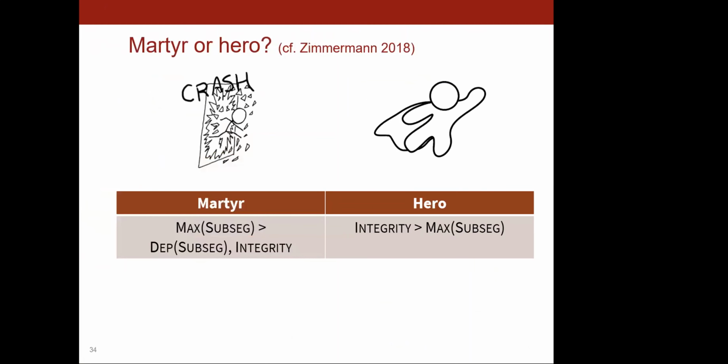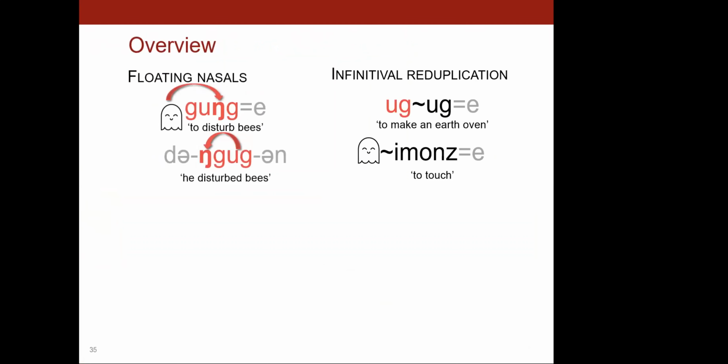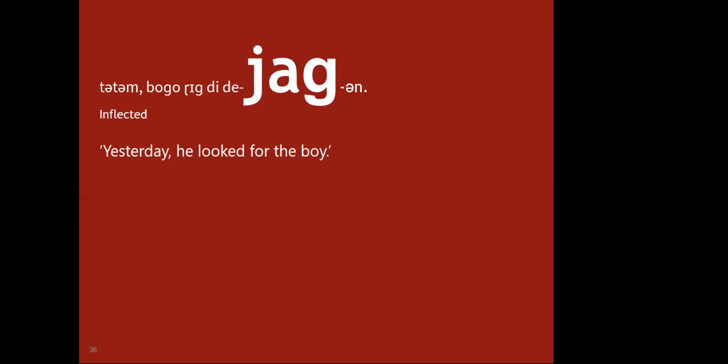The opposite type of ghost is a hero ghost. And an example of a hero ghost is Ende infinitival reduplication. So I'll explain that to you now. Ende infinitival reduplication is a pattern that's also observed in infinitival verbs. So remember, infinitival verbs don't have prefixes, and they don't have these tense and agent suffixes either.